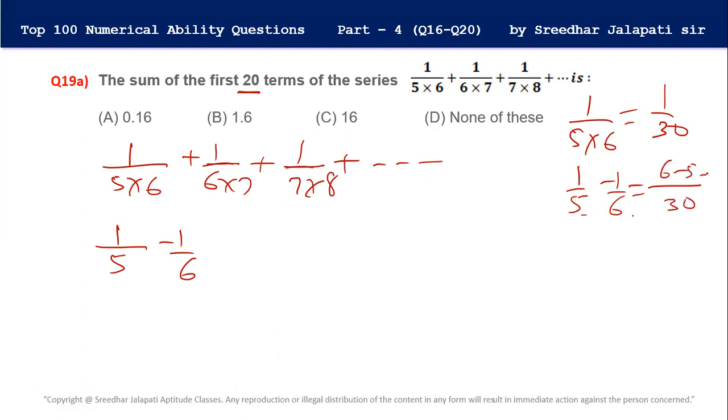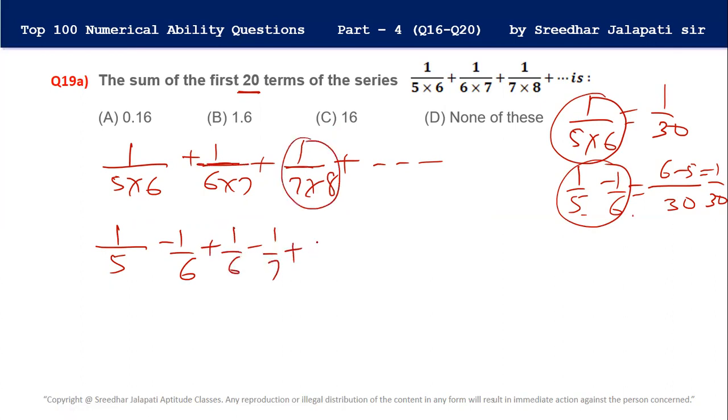This is 6 minus 5. We got the same value. Therefore, we can write 1 by 5 into 6 as 1 by 5 minus 1 by 6. Similarly, 1 by 6 into 7 can be written as 1 by 6 minus 1 by 7. 1 by 7 into 8 can be written as 1 by 7 minus 1 by 8, and so on. And we want the 20th term because we are asked to find the sum of the first 20 terms.